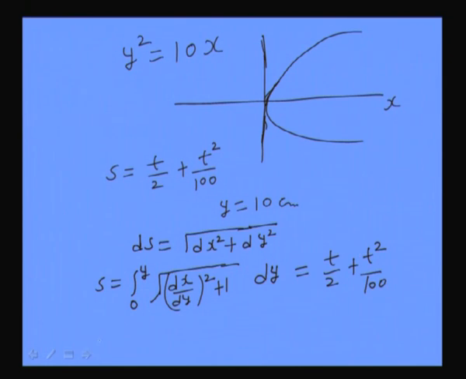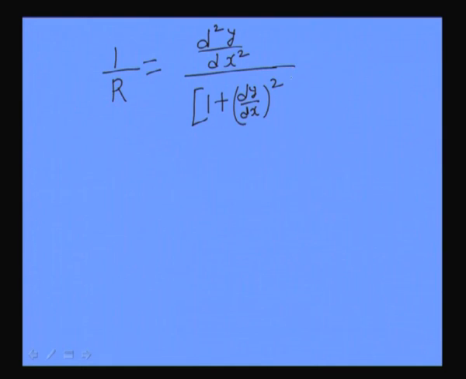How do we find out the radius of curvature? The radius of curvature for a planar curve is given by 1 by r, which is called curvature, equal to d square y by dx square divided by (1 plus (dy by dx) whole square) to the power 3 by 2. So if you know the equation of y, we can always find out this thing. So this is like this.